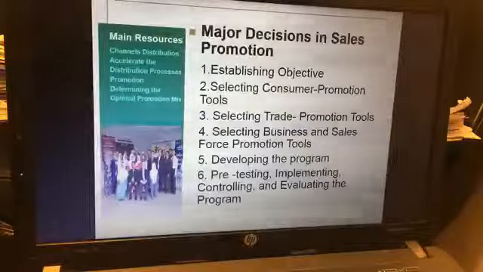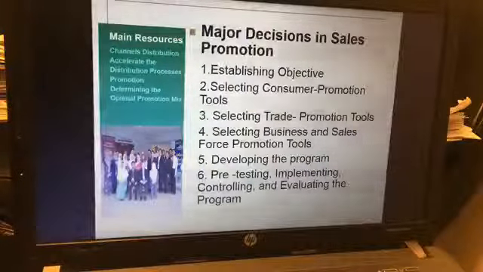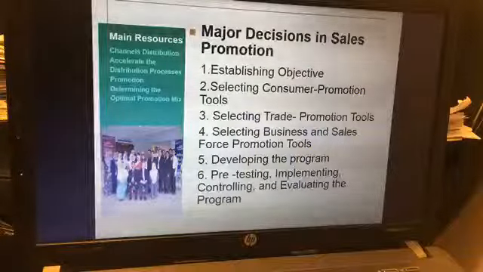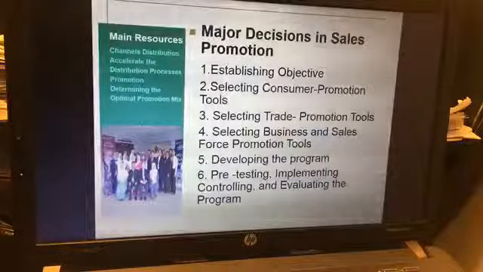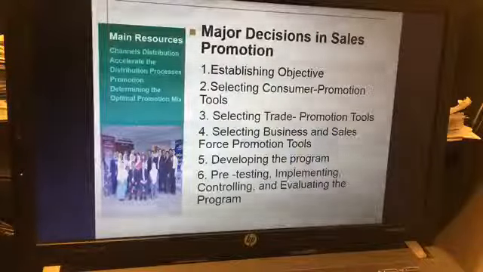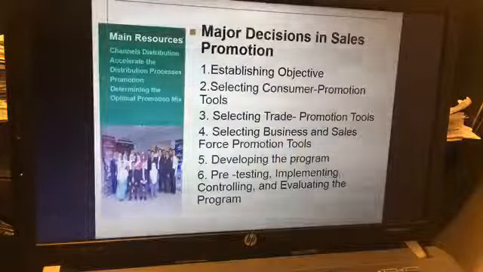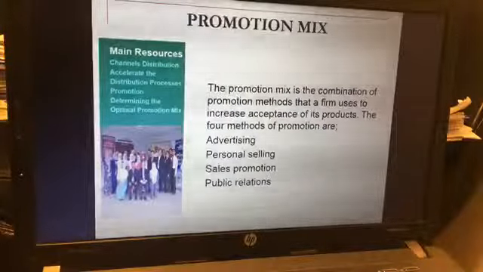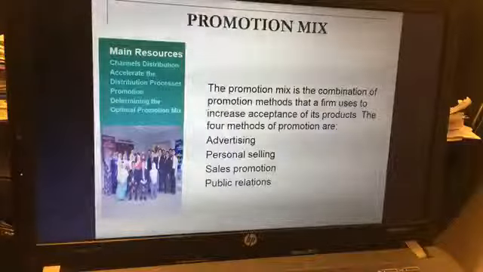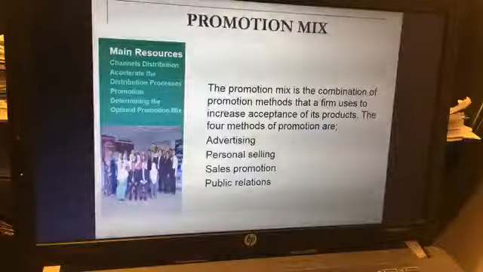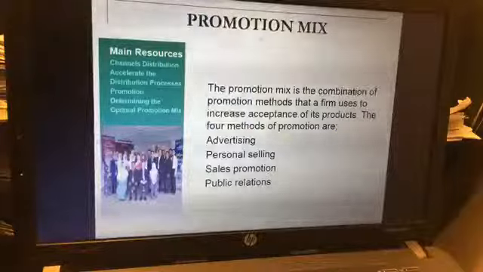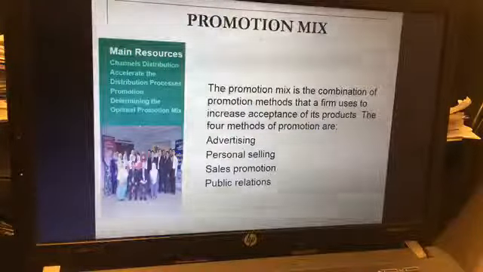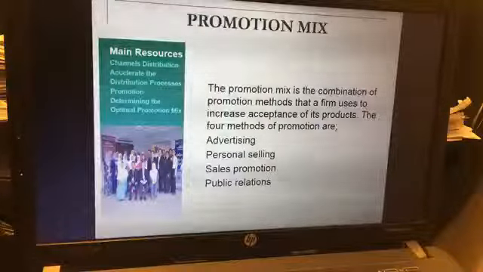We need to understand who we are targeting. Are we targeting the consumer? Are we targeting the business? Then what would be the sales force promotion tools? When we look at promotion, we have a promotion mix. The promotion mix is a combination of promotion methods that a firm uses to increase acceptance of its product. There are 4 methods that I've mentioned before: advertising, personal selling, sales promotion, and public relations.